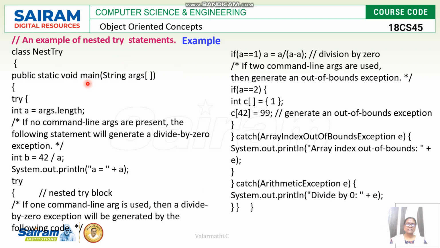This is an example of a nested try statement. Here the class name is NestedTry. It starts with public static void main. Immediately one try block is written: int a = args.length. Here we didn't pass any arguments, so obviously the value of a will be 0. Then the second statement is int b = 42 / a. By looking at this statement, we can tell it will produce an exception, divide by 0. Then the value of a is printed with System.out.println.